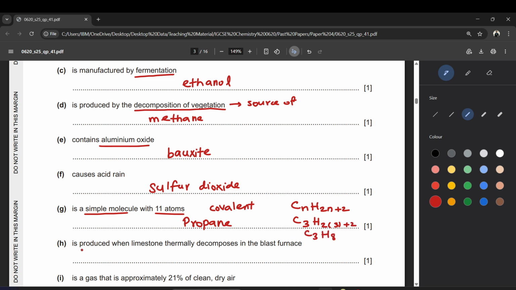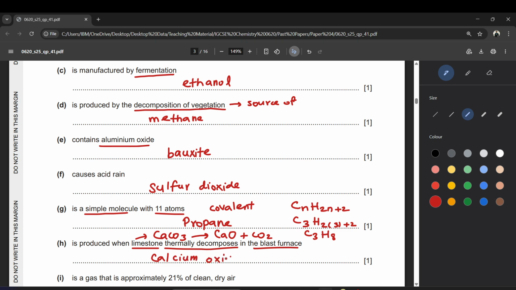All right. Now, part H, which substance is produced when limestone thermally decomposes in the blast furnace. Okay, limestone is calcium carbonate. So when we heat calcium carbonate, thermally decompose means that you heat it and then it breaks down into different substances. So calcium carbonate when heated forms calcium oxide and carbon dioxide. So therefore, the answer is going to be calcium oxide.